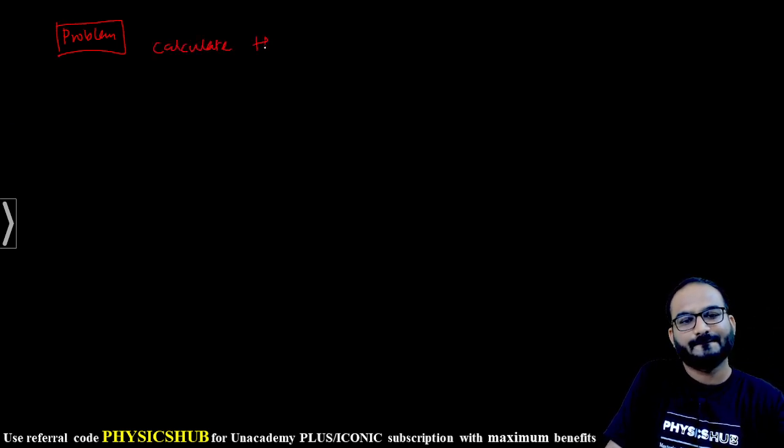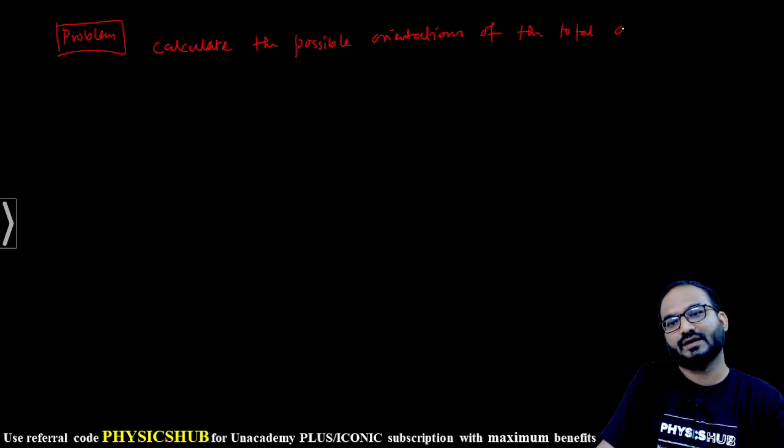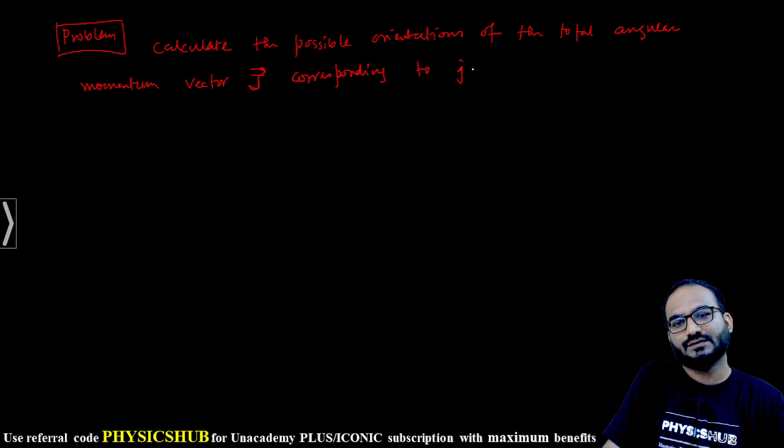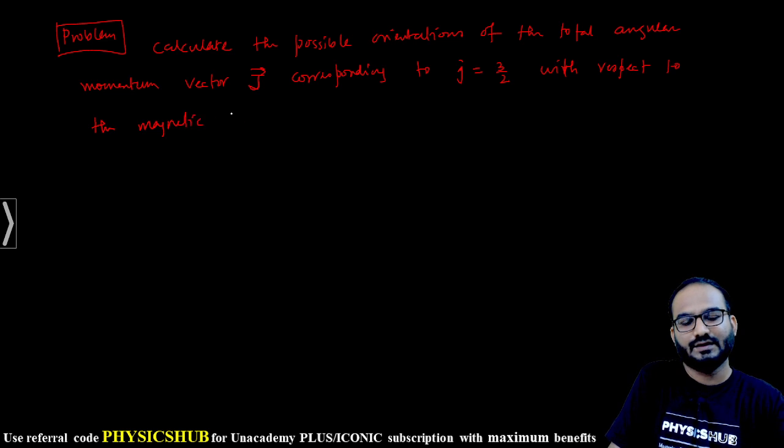Calculate the possible orientations of the total angular momentum vector J. Okay, total angular momentum vector J corresponding to J equals 3 by 2 with respect to the magnetic field along the Z axis.